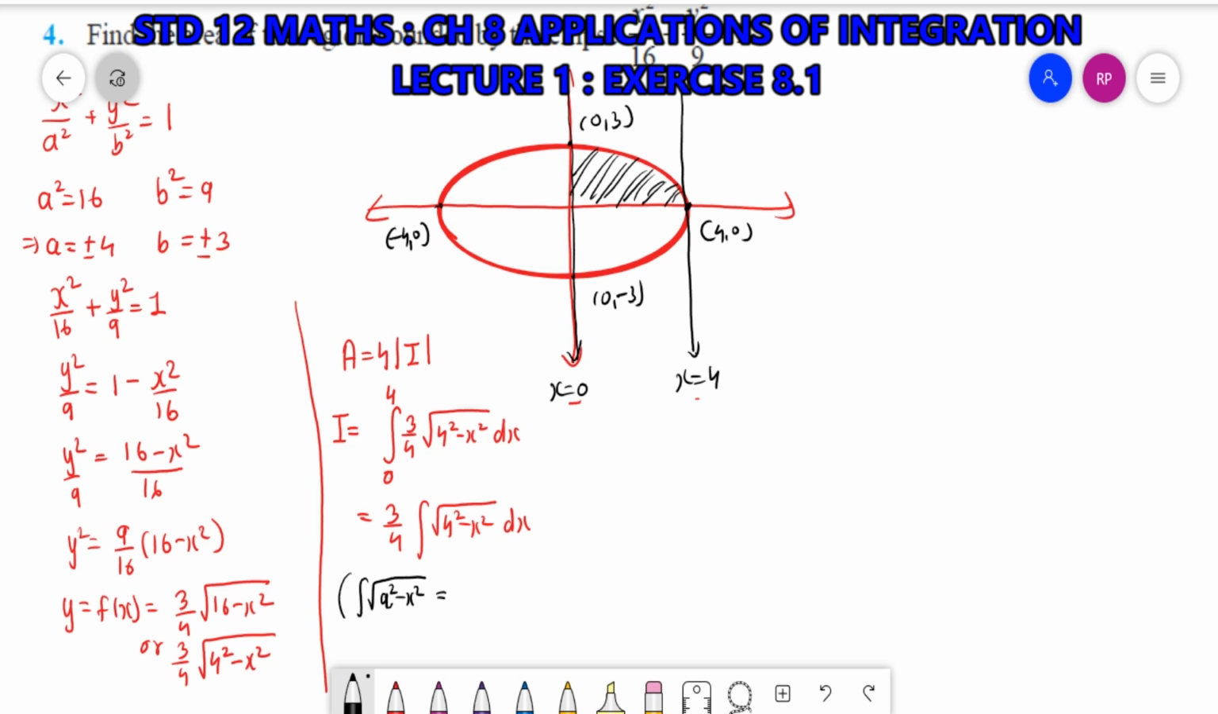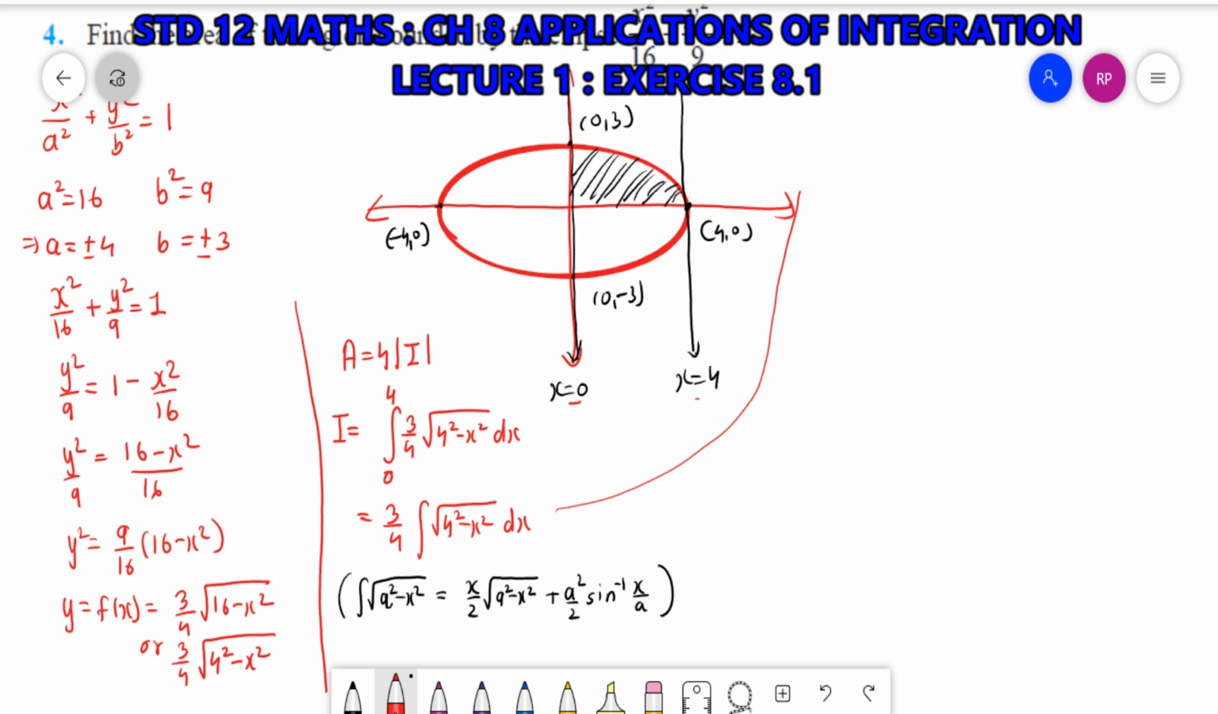Okay, so what was its formula? This is equal to x by 2 under root of a square minus x square plus a square by 2 sine inverse x by a. Clear? So we will be using this formula.